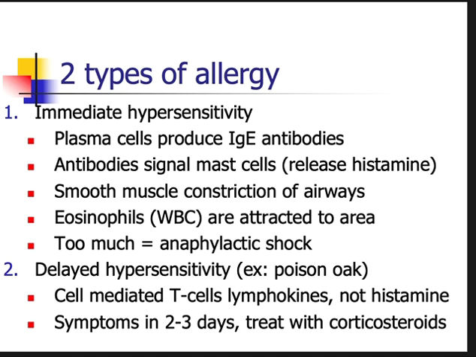Poison oak symptoms appear in about 2 to 3 days, and you'd have to use a cortisone treatment to get the swelling and itching down.